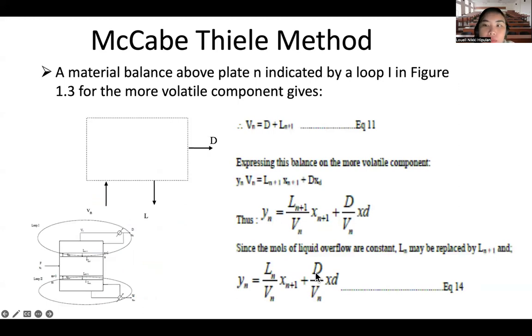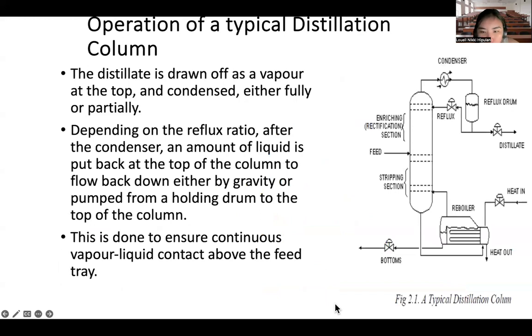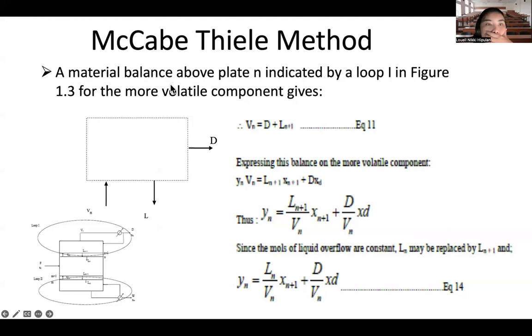So here, first, let's focus on the enriching section. If you're going to have a material balance above your feed stream, this is what happens. You have your VN, the vapor going up, which is designated as VN, is equal to D. We are going to make a material balance here at the top, above the plate N. So it's designated as VN is equal to D or distillate plus your descending liquid, which is LN plus 1.